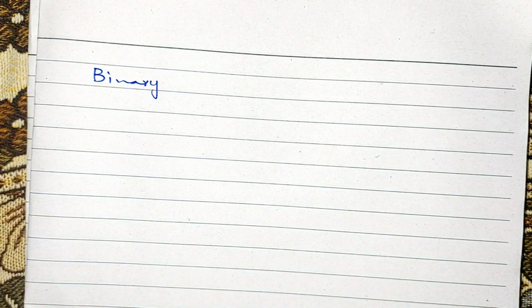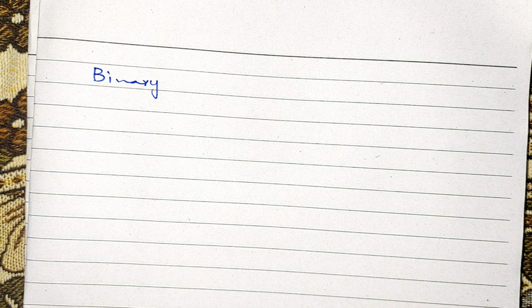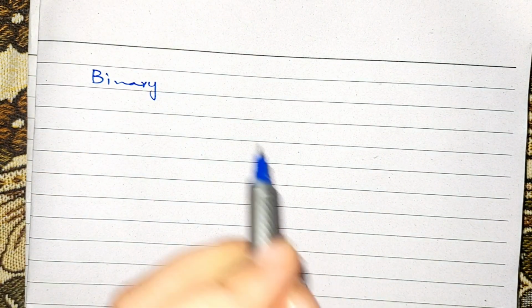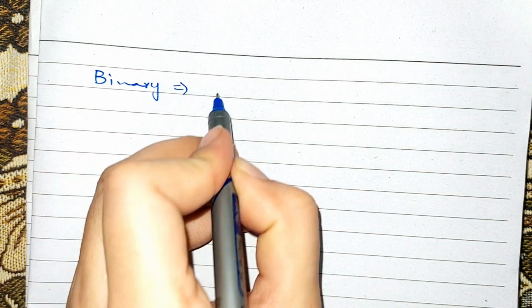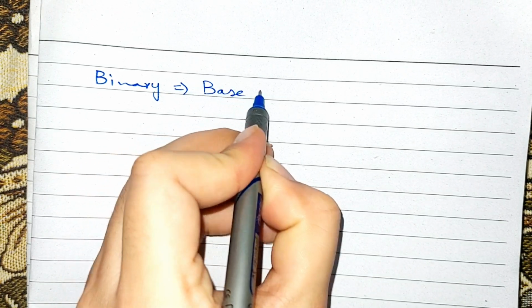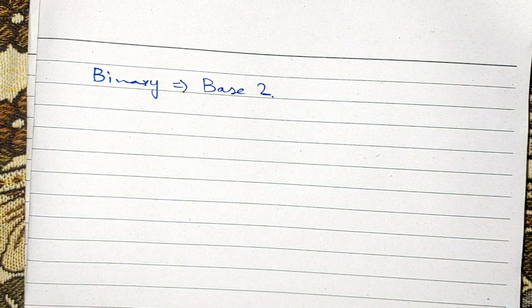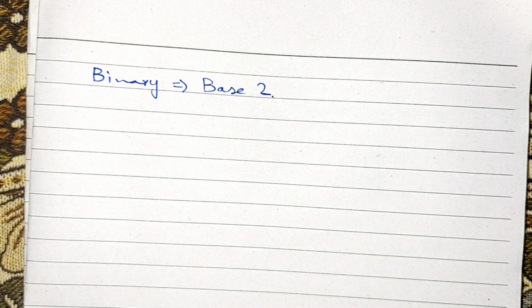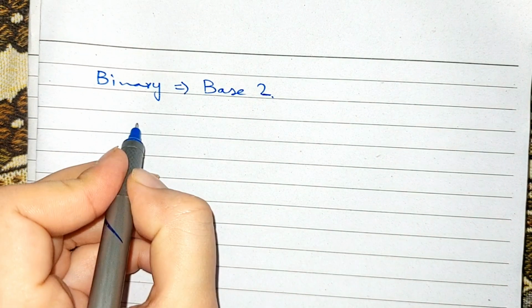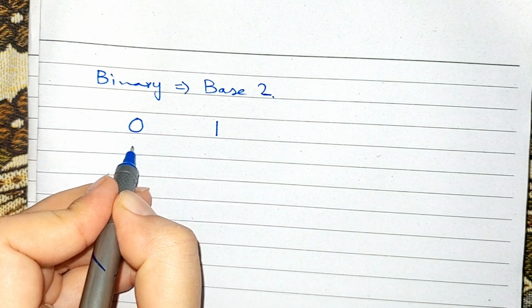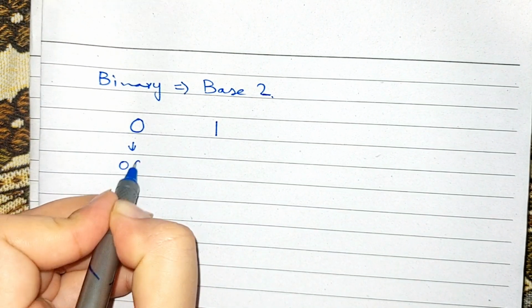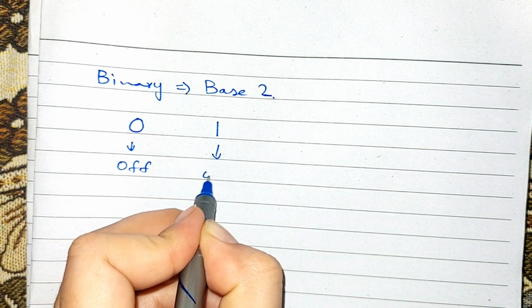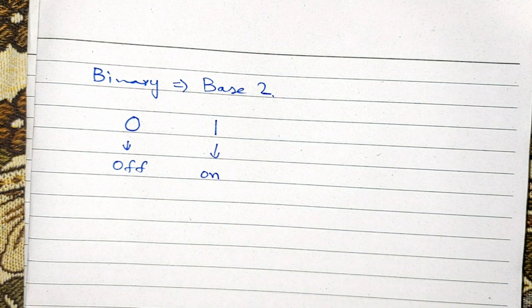Okay, the next type of number system is binary. What do you think when you hear binary? Binary means, here notice the prefix bi. Bi means something that is 2, and we can say that in the binary number system the base is 2. So it is useful for computers or digital circuits. It has only two numbers, 0 and 1, and 0 is considered as off and 1 is considered as on. So this is the binary number system.